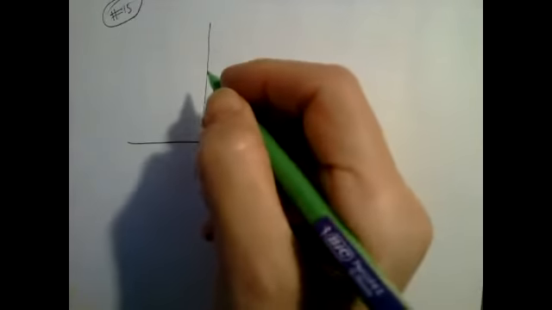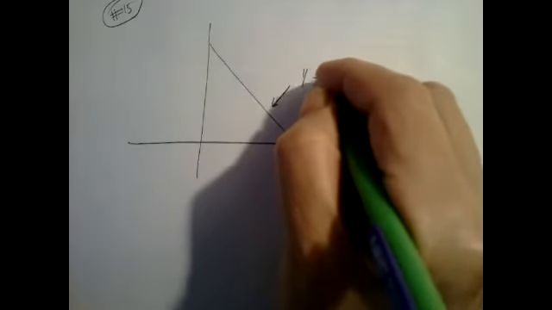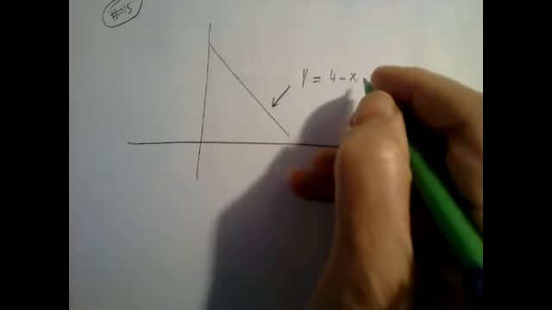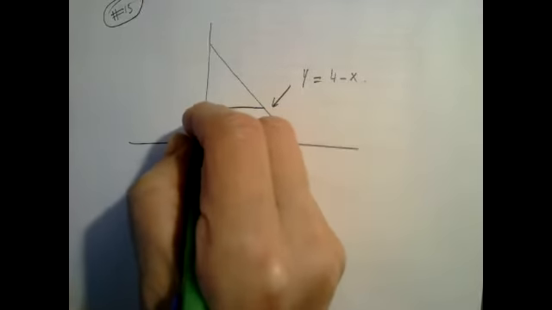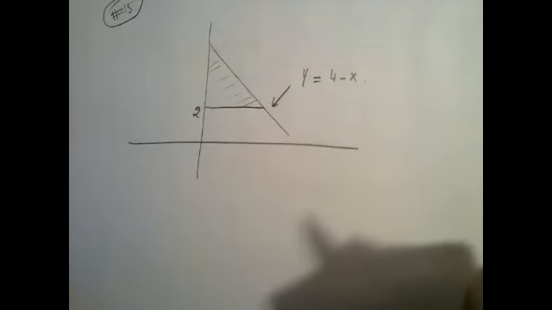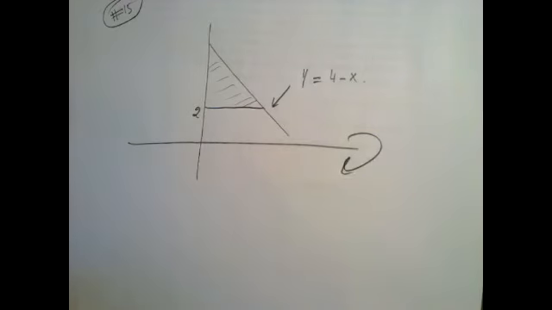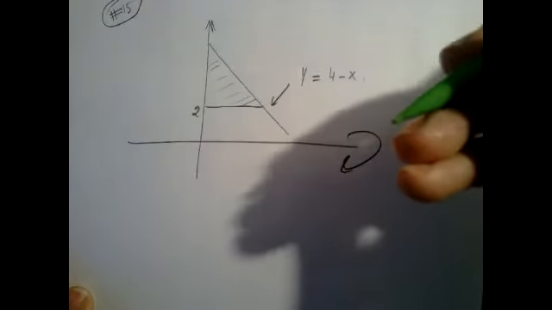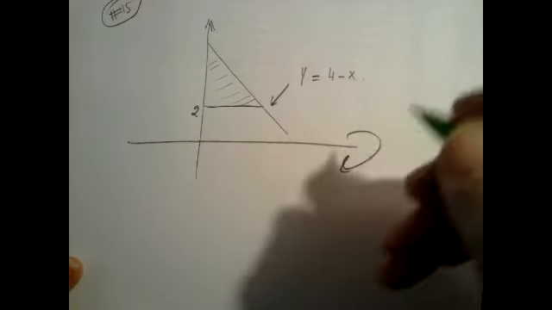And here we have a region. And we have the graph, that's the line y equals 4 minus x, and y equals 2. And this is the region. And we're rotating around the x-axis. And the question is, find the volume. All right, so let's do that.